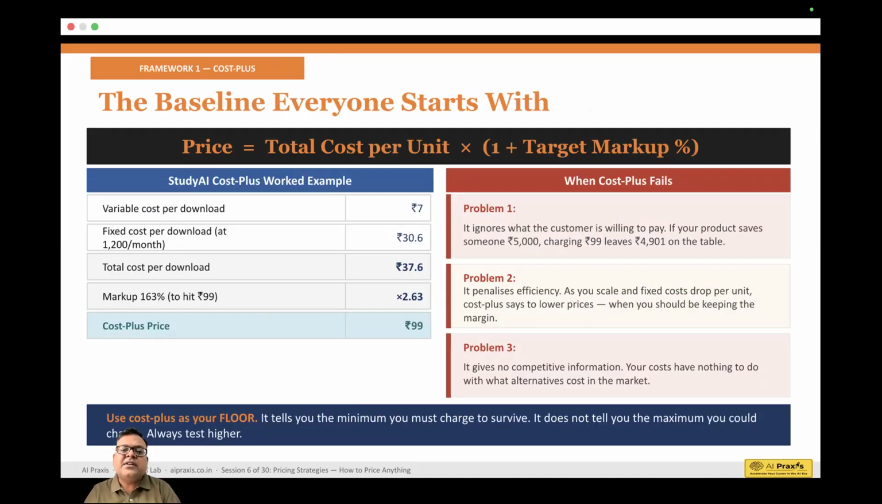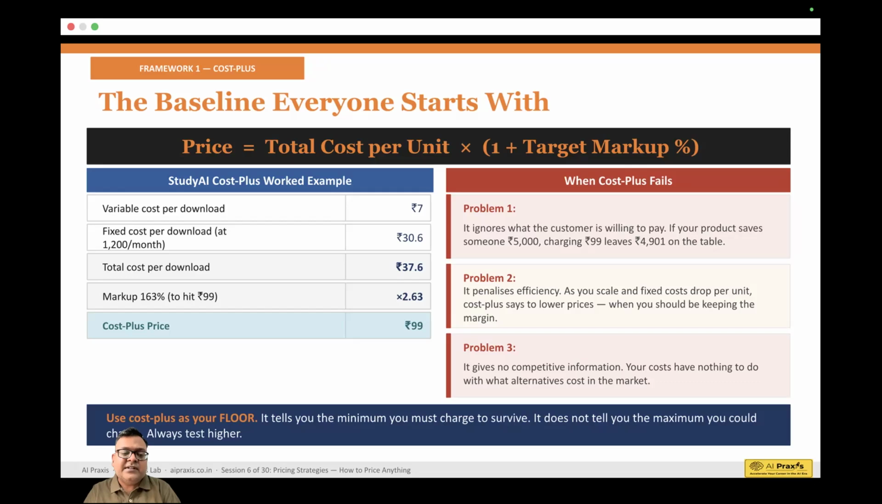The baseline everyone starts with, of course, is cost plus. And this is the formula: price is equal to cost into 1 plus the target market percentage. Let's take the table of Study AI cost plus worked example. The variable cost per download is 7 rupees, because that's the 2% that goes to Razorpay, the payment gateway, which we have already discussed. So the fixed cost per download at 1200 per month will be how much? It is 30.6 rupees. And the total cost per download, just add 7 rupees, you get 37.6.